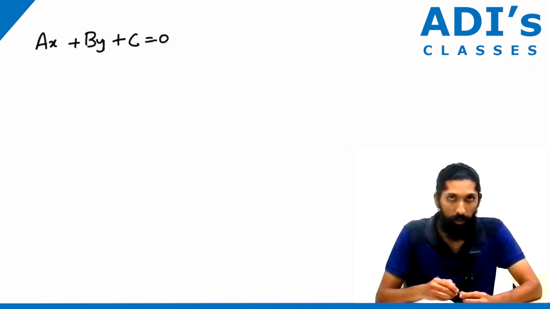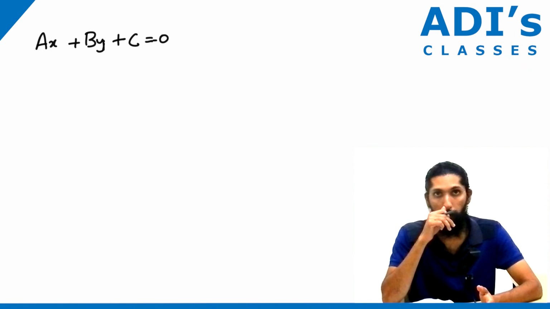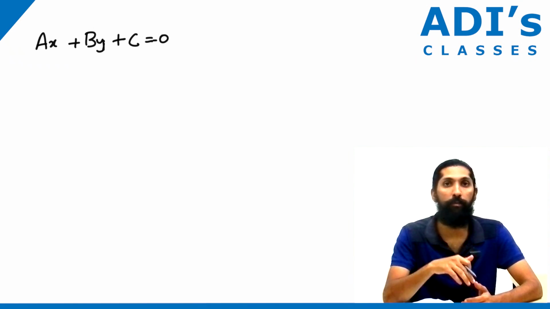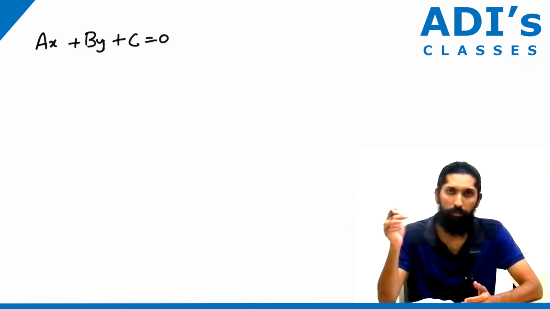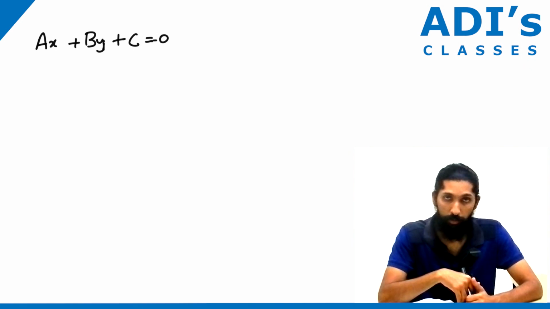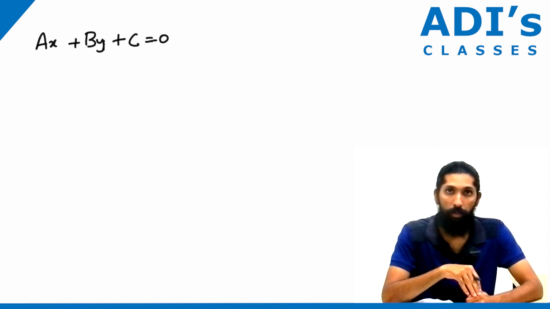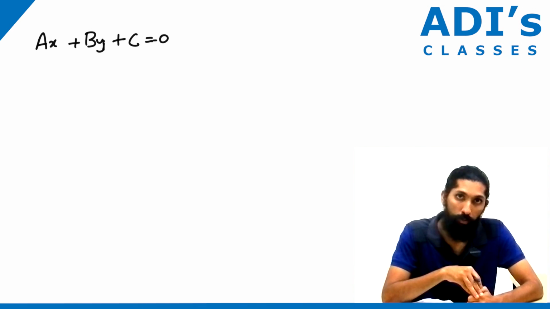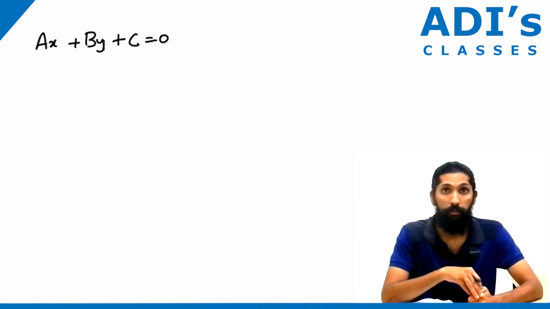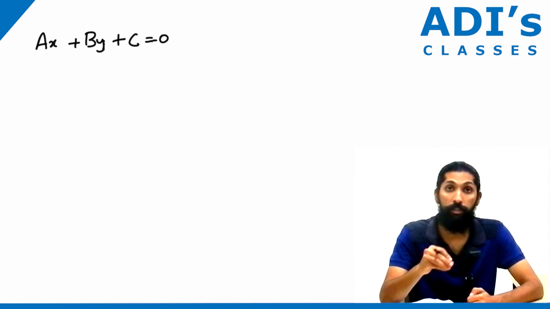Now in a general form, like 2x plus 3y plus 5 is equal to 0, or 7x plus 8y plus 21 is equal to 0, something like this. That is basically what we call a general form of a straight line. Now, if a general form is given to you, can we actually calculate the slope, the y-intercept, the angle, these kind of things? Okay. Now, from the general form, which is ax plus by plus c is equal to 0.